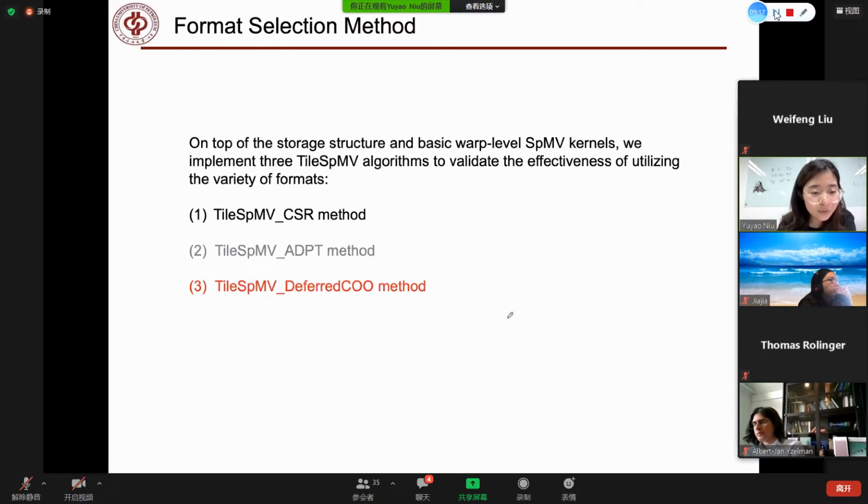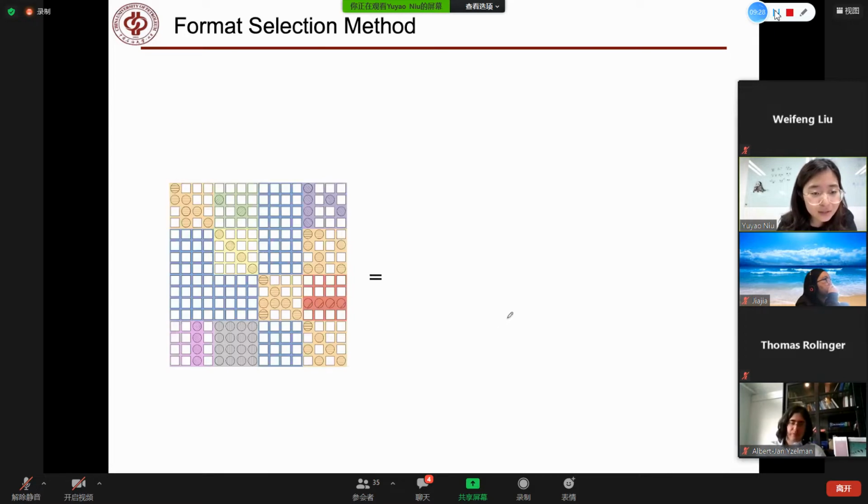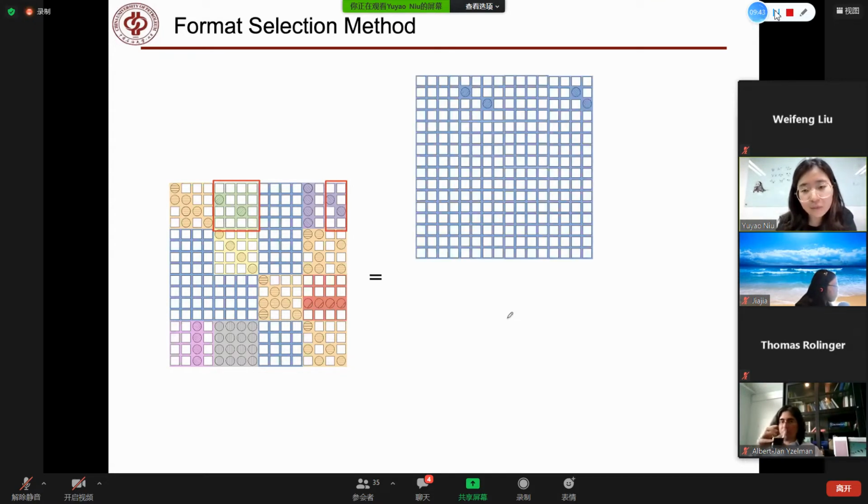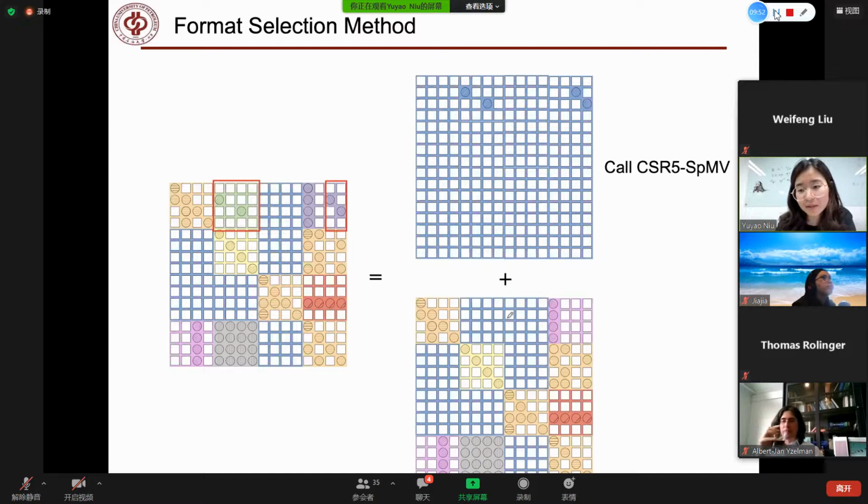And we further propose the third version, the TileSpMV defer COO method, for very sparse matrices. In this method, all the COO data, including the tiles in COO format and the COO part in HYB format, are extracted to form a separate matrix and stored in normal CSR format. This matrix is computed by the CSR5 SpMV, and the remaining matrix is still called the TileSpMV adapt method.